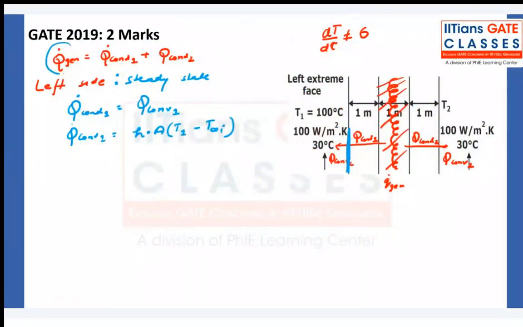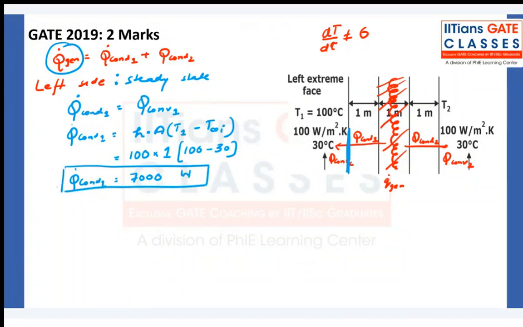Now I can calculate H. H is given 100 watt per meter square Kelvin. Area is again 1 meter square. T1 is 100 and this is 30. So it's very simple, 70 into 100, 7,000 watts. Q dot conduction 1. Now, I know that this is 10,000 watts. So if I put this in this equation, can I say Q dot conduction 2 is equal to 3,000 watts, right? Anyone has a problem?